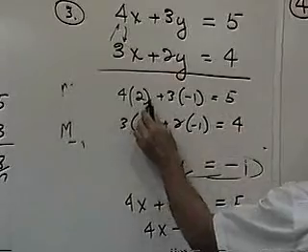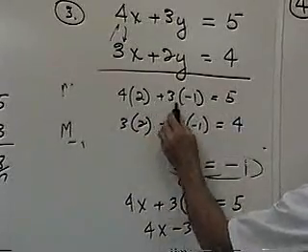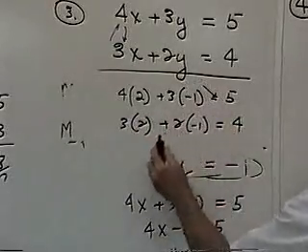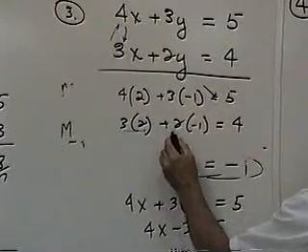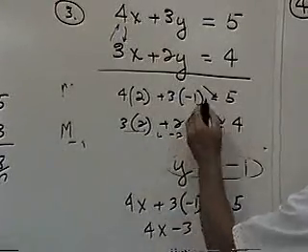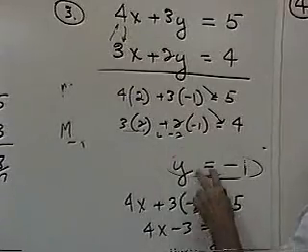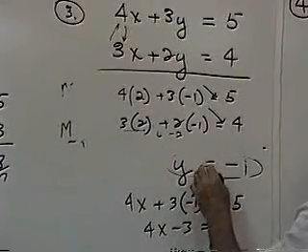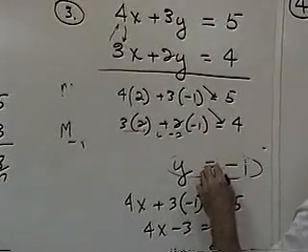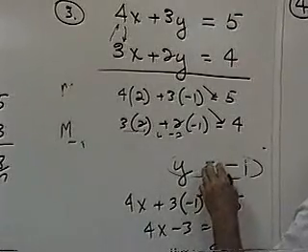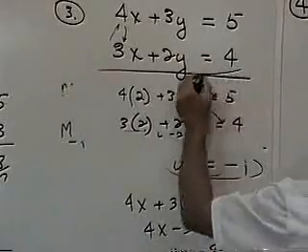4 times 2 is 8, plus a minus 3, that checks. This is 6, minus 2, that checks. Now don't forget to check it in both. But here's the reason. If you substitute it in one and get that answer, it certainly should work in that same one. So you really better check it in the other one.